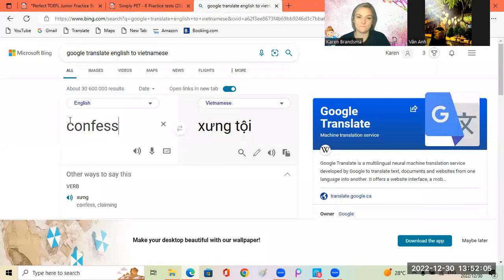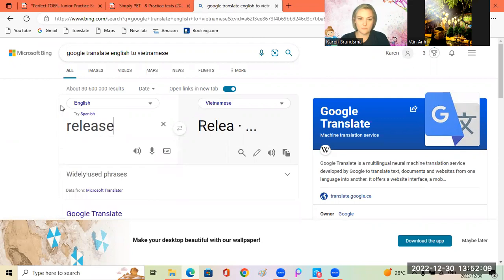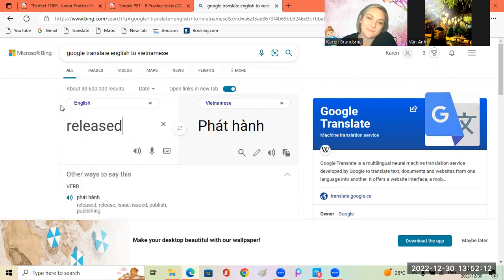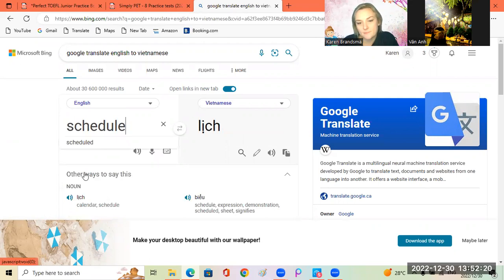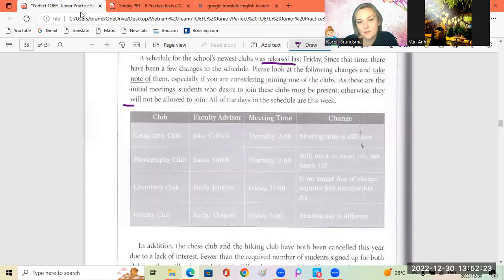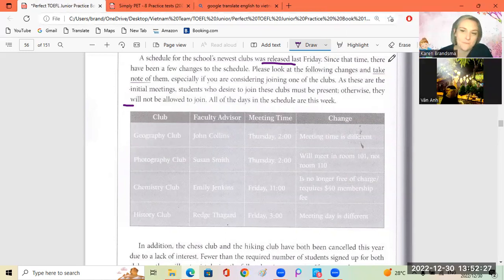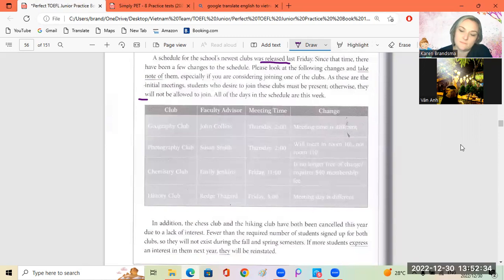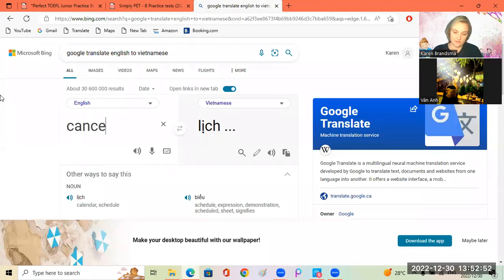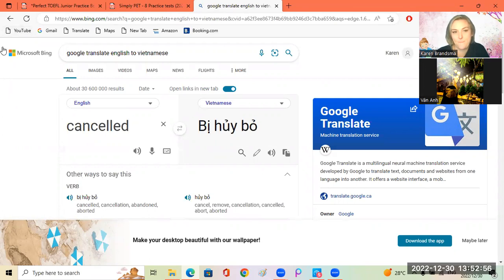Yes, this is a schedule. Okay. Any other words? Cancel. Cancel means it's not happening anymore. Where is cancel? If something is canceled, it's not happening. Yes. Okay.